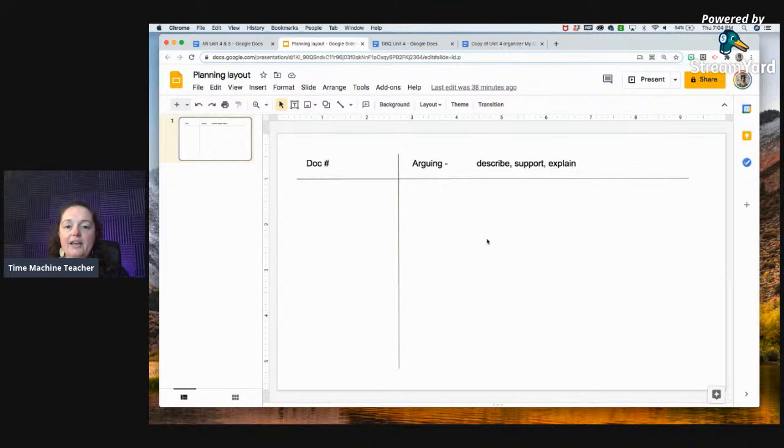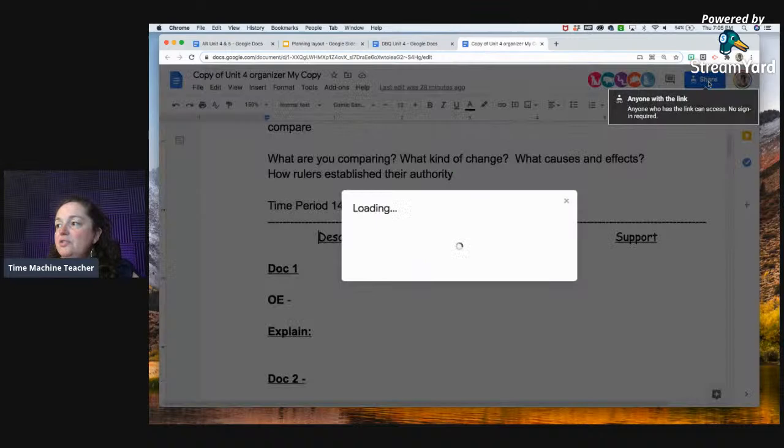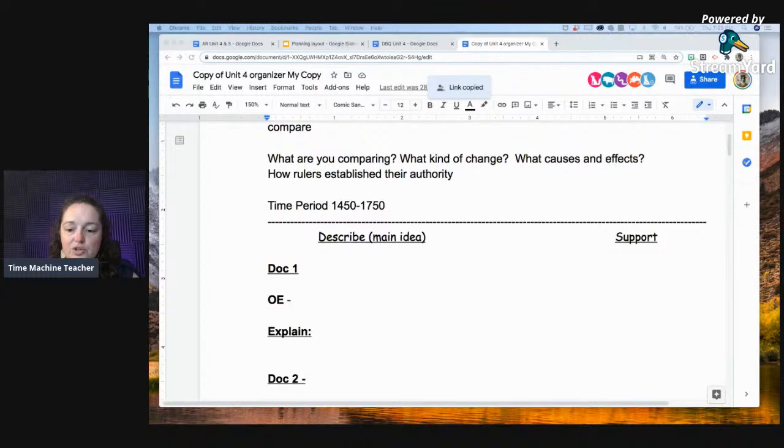Now, the reason I'm showing you this layout is because it's very difficult for me to type in this type of a layout, because you have to put text boxes in and things just don't jive right. So what I did is I made an organizer that looks like this, which you can also use. And I'm going to give you a copy of this. It's also in the description below.